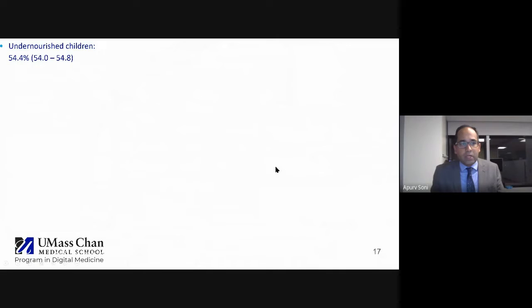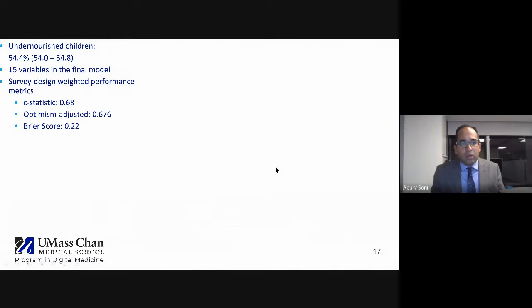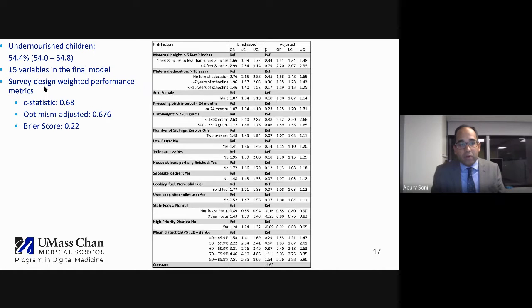So in total, there were about 54% undernourished children that were used to inform this model. We included 15 variables in the final model, and the overall accuracy, measured by area under the curve or C statistic, was moderate at 0.68, and the Brier score, which is a measurement of how much information the predictive model provides, was also moderate at 0.22.